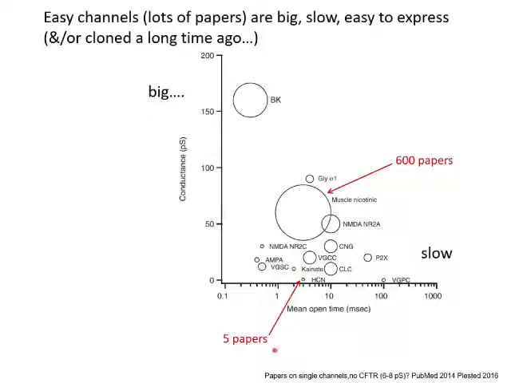The figure on my last slide is courtesy of Andrew Plested, and these are data from 2016, and it shows the number of papers published depending on how big the conductance of the channel is and how slow the channel is. So the easy channels are the ones that are big and or slow. The small channels and the fast channels are much more difficult.